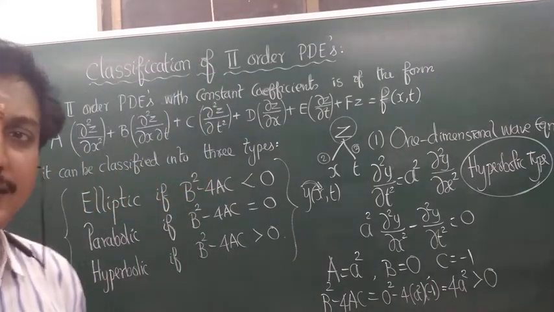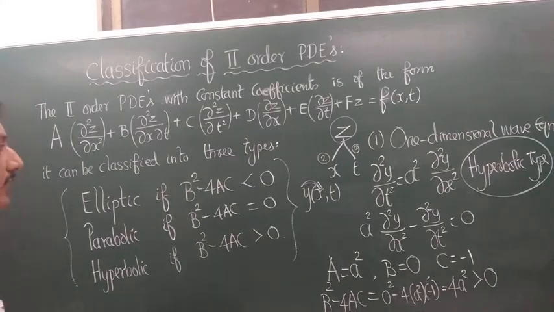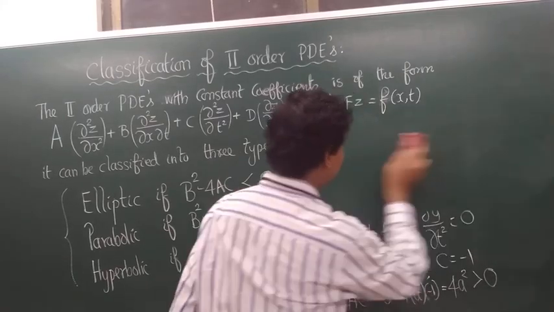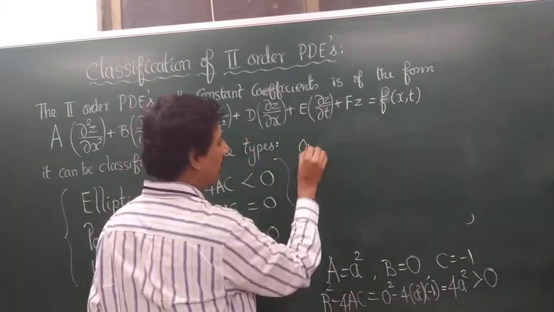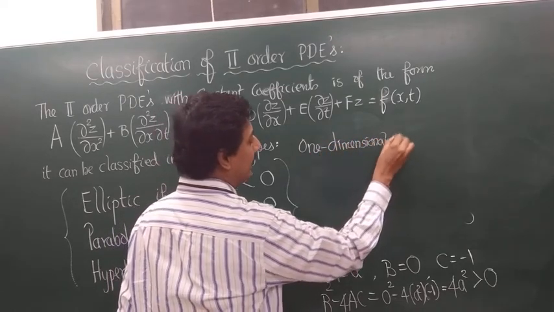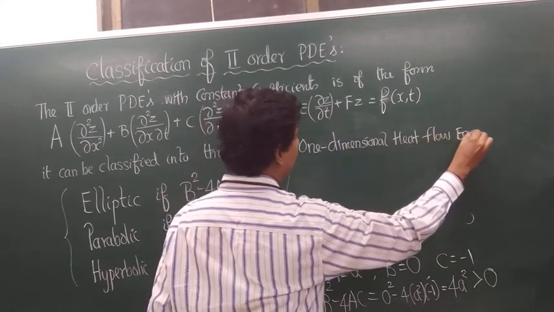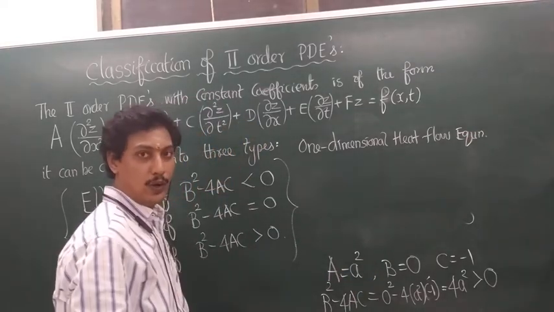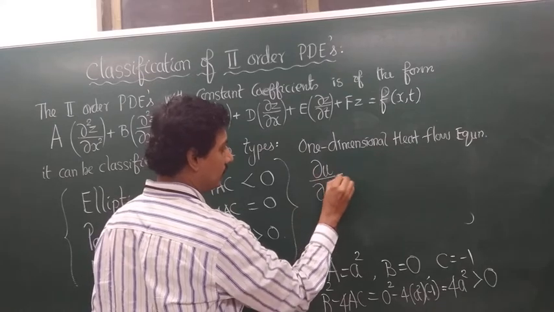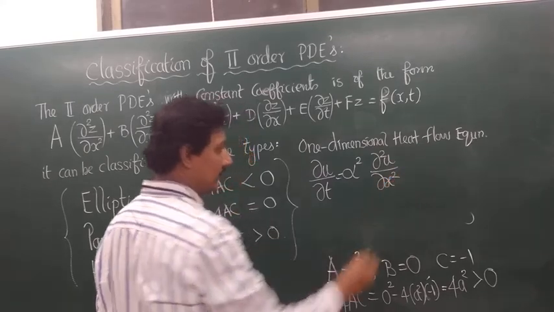Now what is the example for parabolic type? Let us see. I am considering the parabolic type now. The example for a parabolic equation is the one-dimensional heat flow equation, the simplest example for parabolic type. How? Let us see that. What is the one-dimensional heat flow equation? Dou u by dou t equals alpha squared into dou squared u by dou x squared.